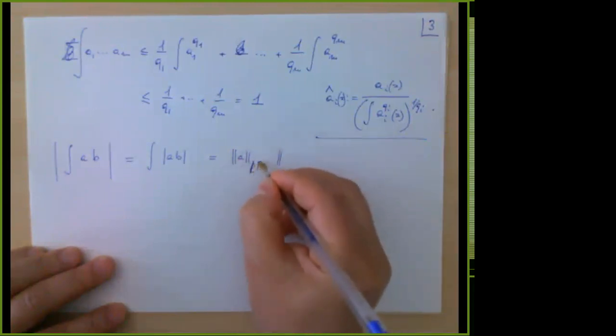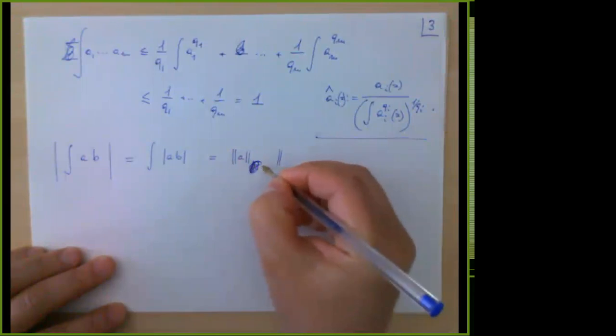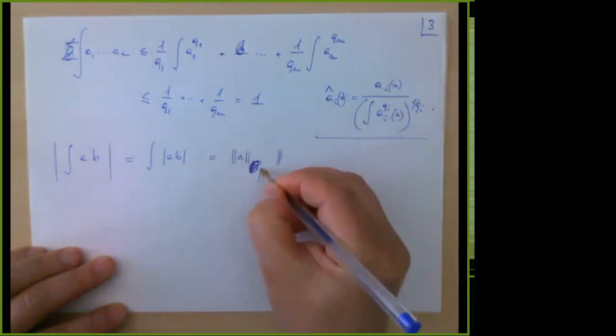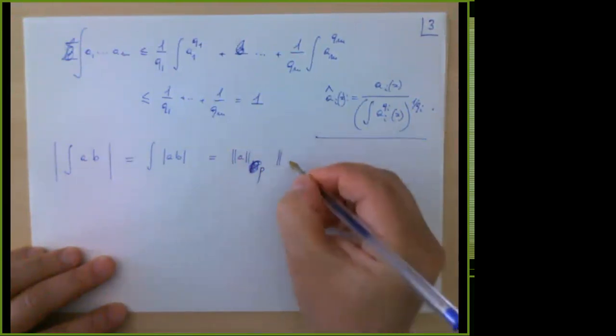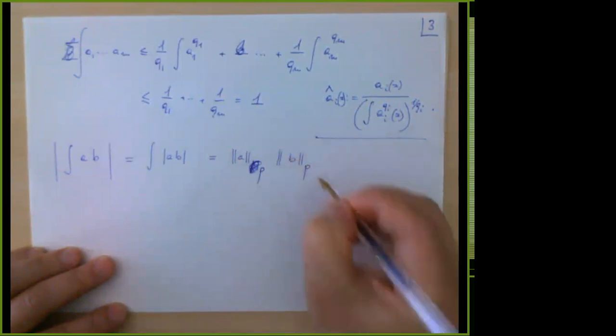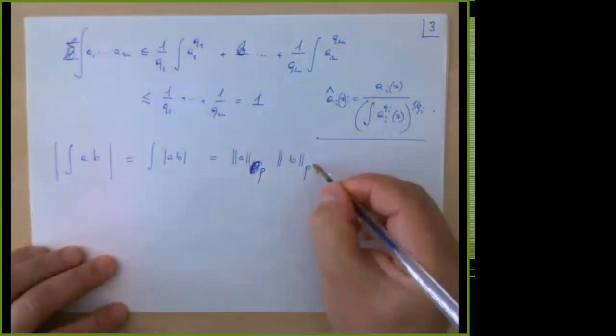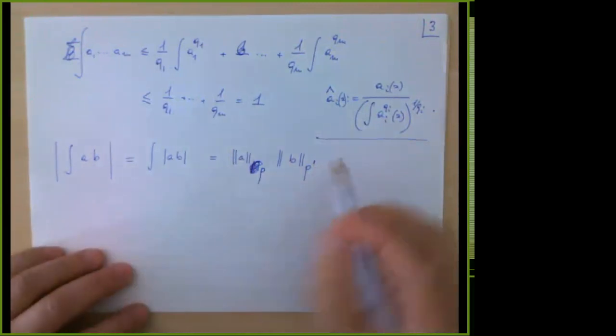Okay, we need to introduce another notation for the time being. We don't know whether it is a norm. Later we will prove it. So now I will just use this subscript P and P prime.